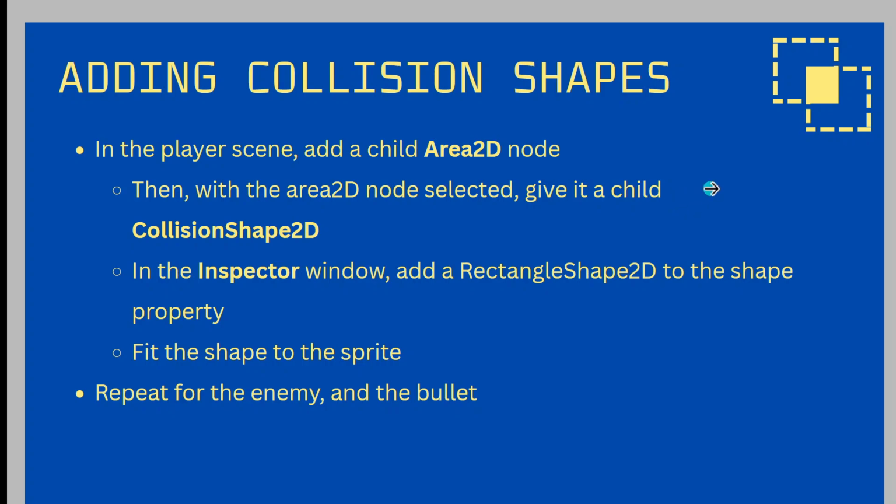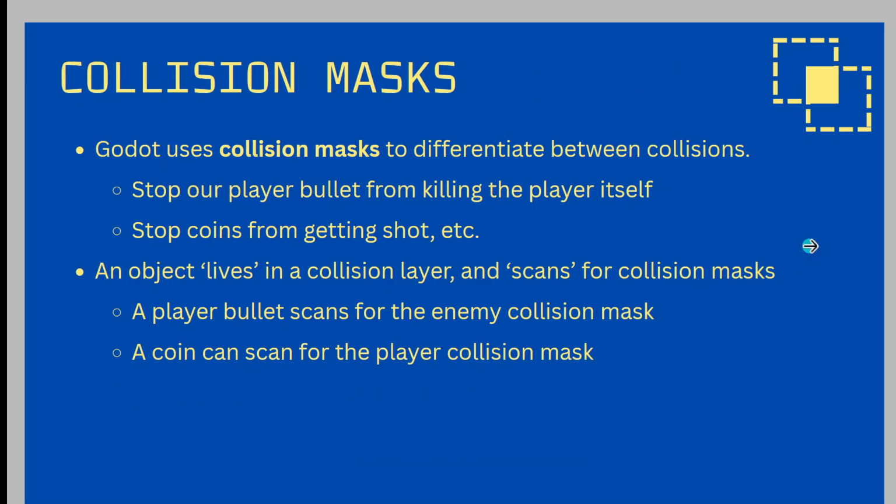So now I'm going to talk about collision masks, okay? Right now we have three different objects, but the collisions should be filtered in a certain way, because I want my bullet to kill the enemy. But if I don't use collision masks right now, my enemy will end up killing the player itself, which we don't want, right? So collision masks just filter things out.